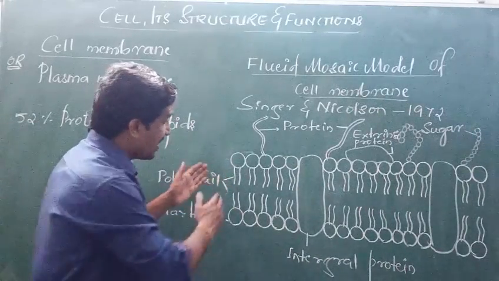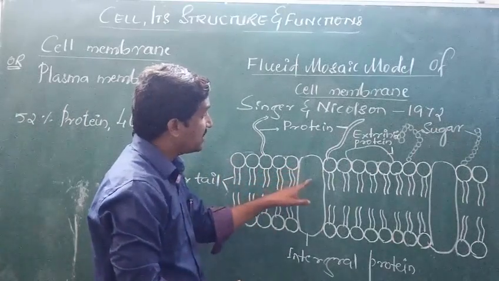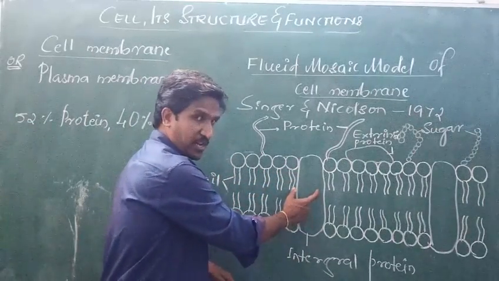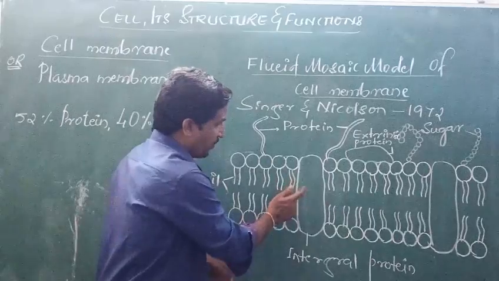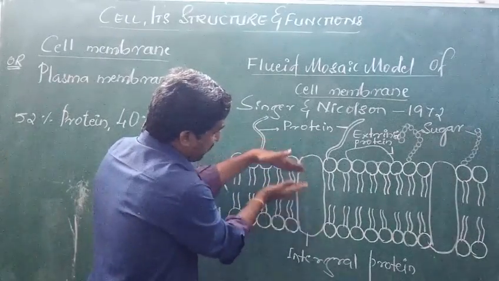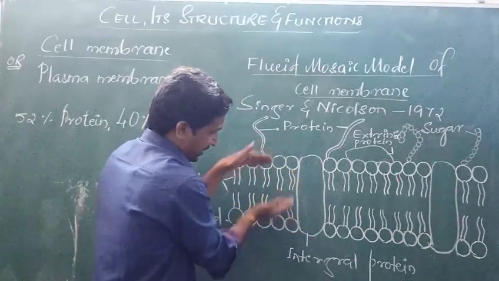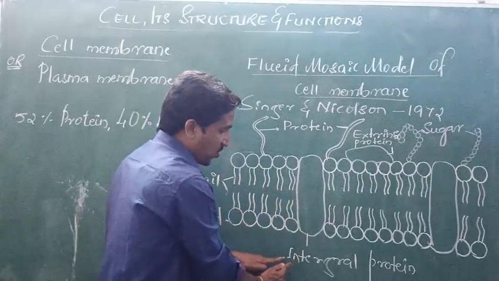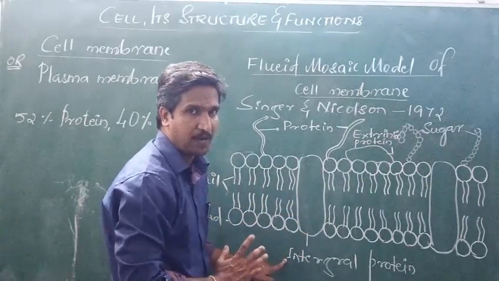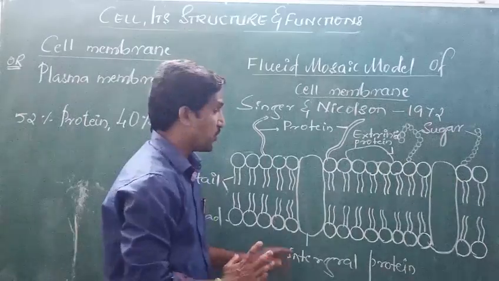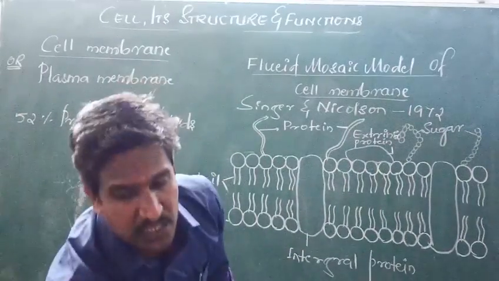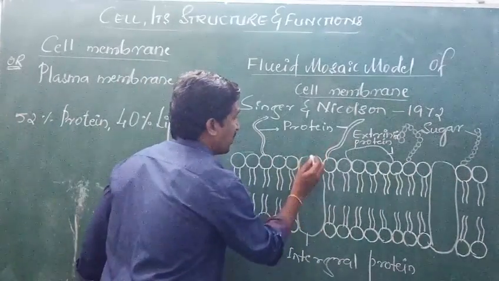And in between that there will be a type of protein. This is a protein, attached to both polar heads. Such a type of protein is called an integral protein. Integral protein. So along with this integral protein, you can look over here.